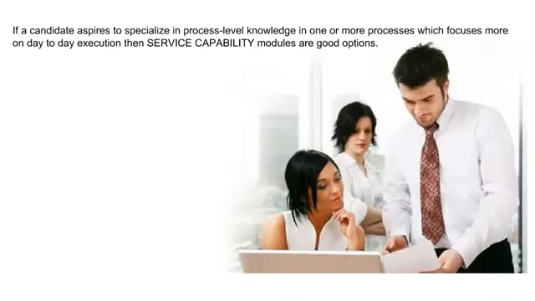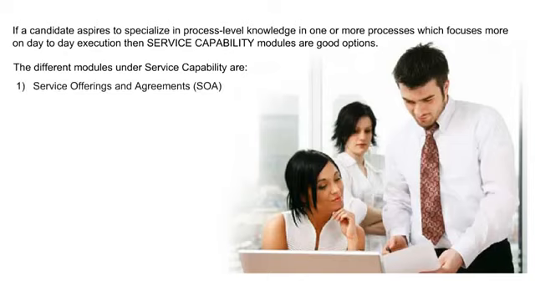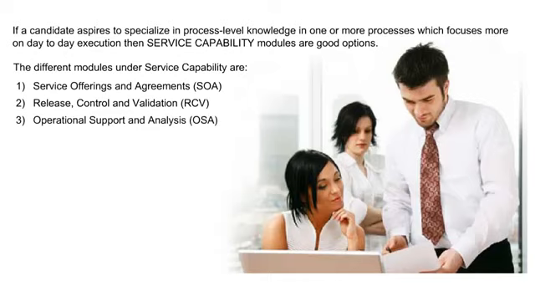Service capability modules are for the candidates who aspire to specialize in process-level knowledge in one or more processes, which focuses more on day-to-day execution. The different modules under service capability are 1. Service Offerings and Agreements, SOA 2. Release Control and Validation, RCV 3. Operational Support and Analysis, OSA 4. Planning, Protection and Optimization, PPO. As we have an understanding of both the streams, let us understand the differences between them in the next slide.